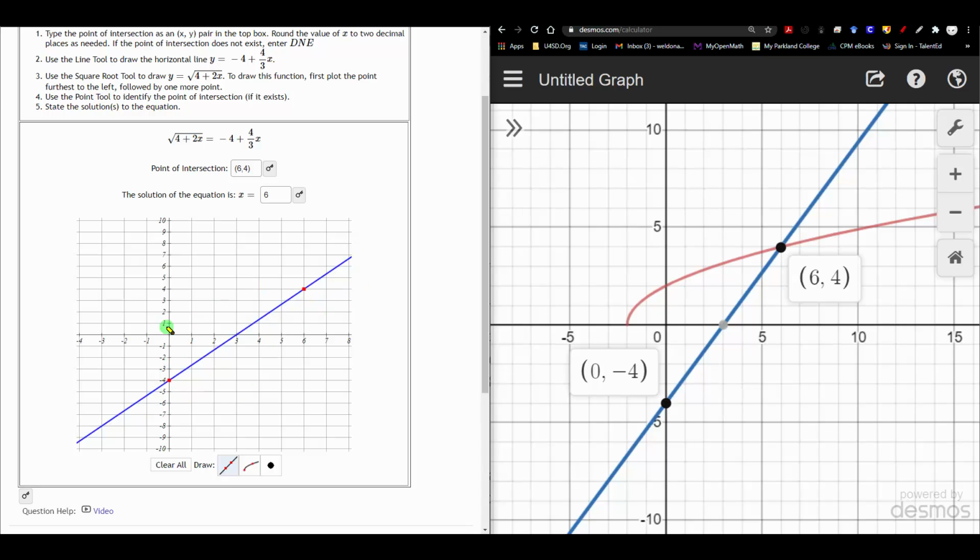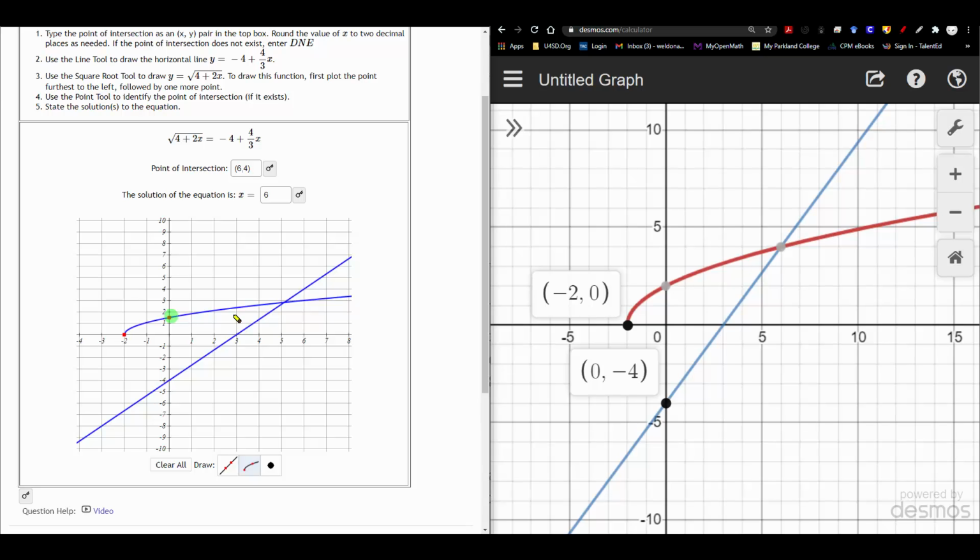The line is graphed. All right, now it says in part 3, use the square root tool to draw the left-hand side of the equation, right? That's the square root part. So we've got that graphed over here on Desmos, and it says to draw this function, first plot the point furthest to the left. All right, so on my graph over here, the point furthest to the left is right here. So when I click on that point, you'll see we get -2, 0. So I'm going to switch over to the square root tool. I'm going to go to -2, 0, and I'm going to click. And then as I move my mouse around, you'll notice that it wants a second point.